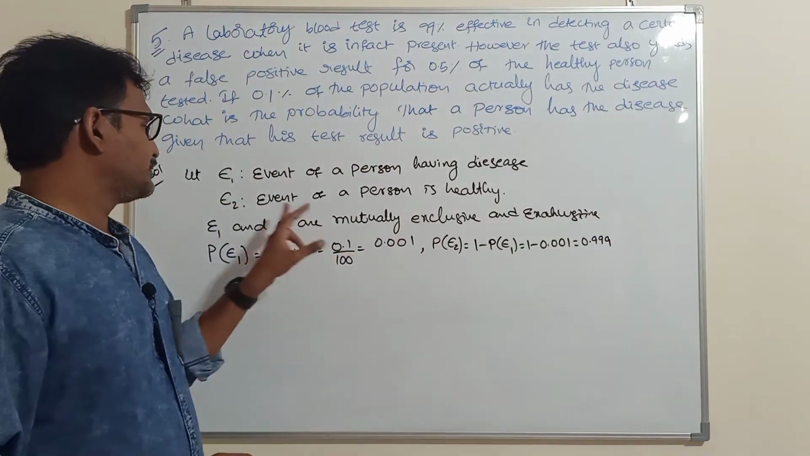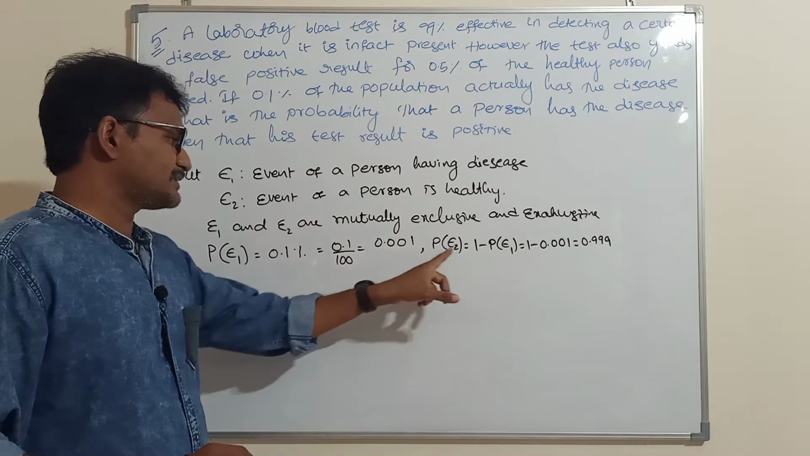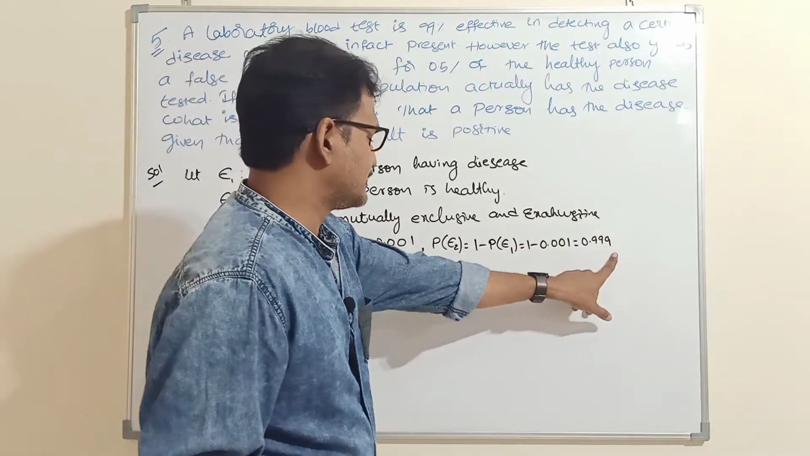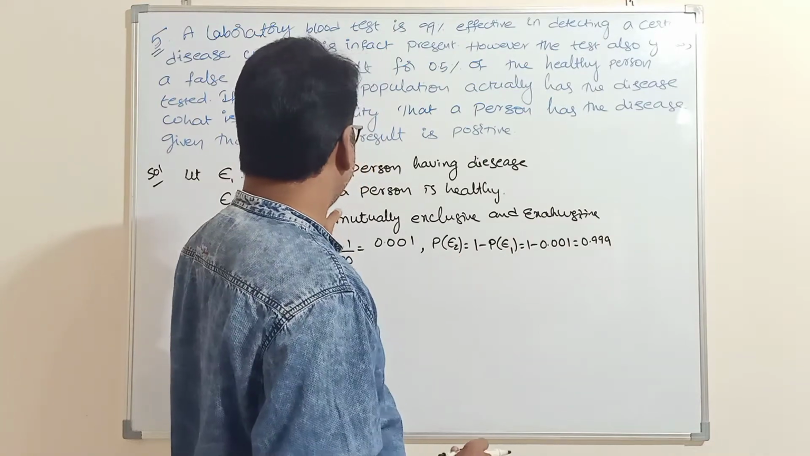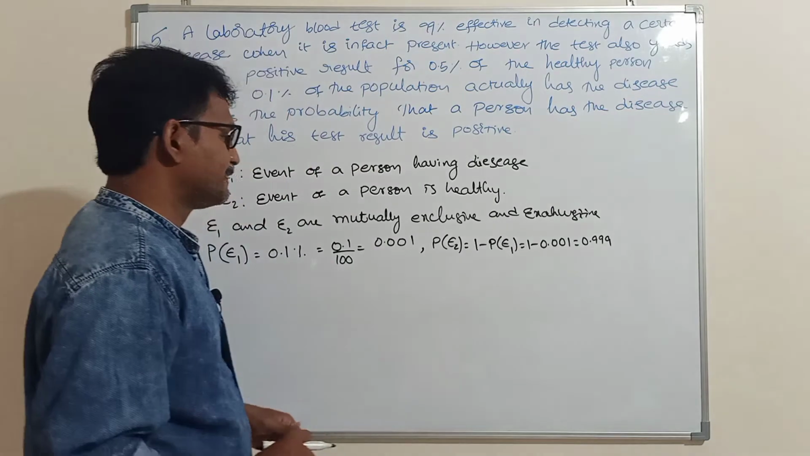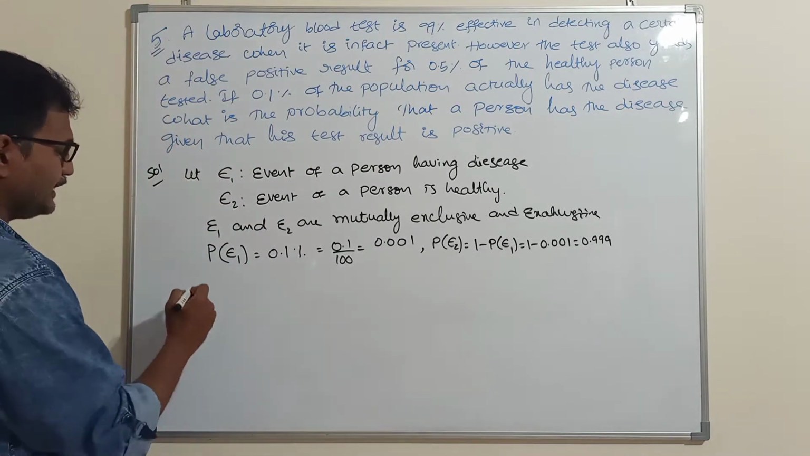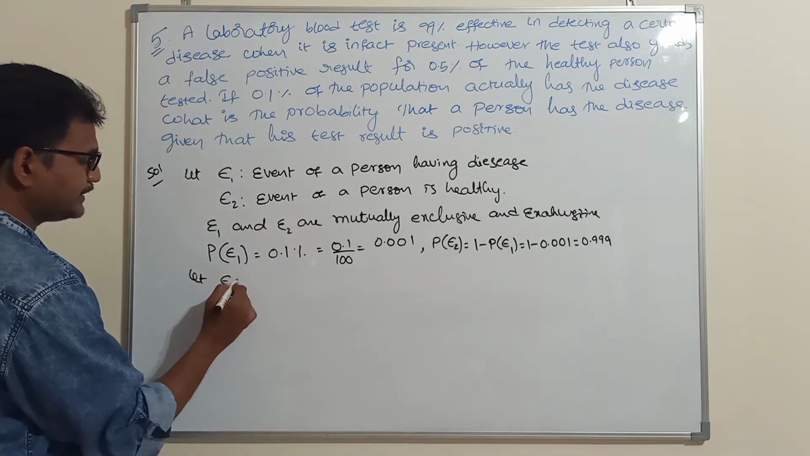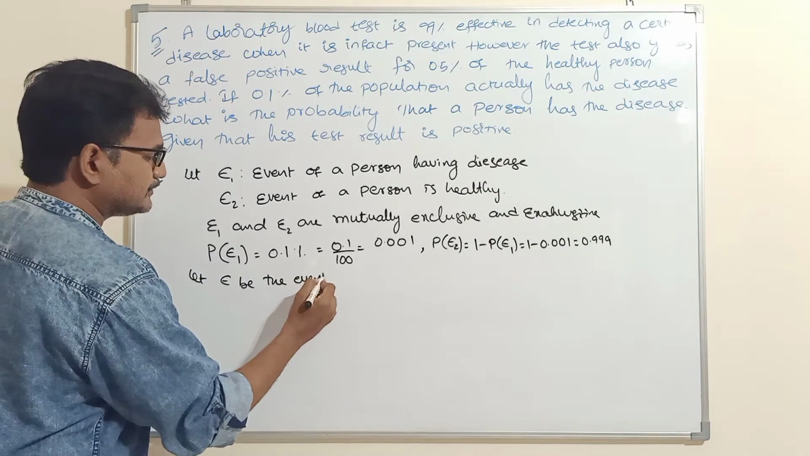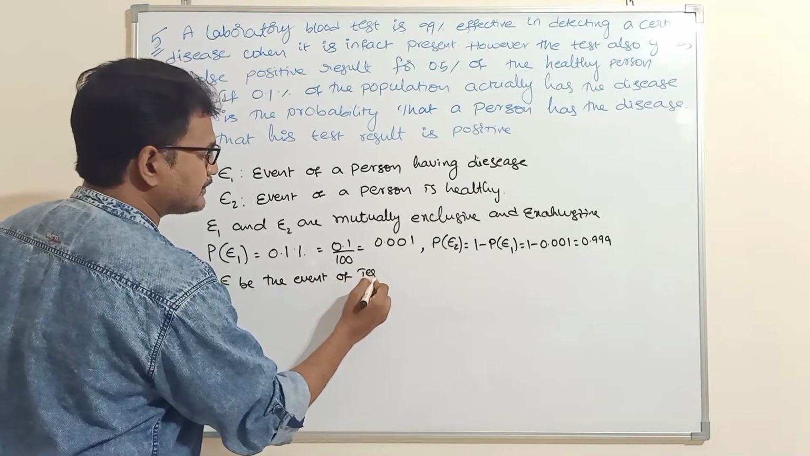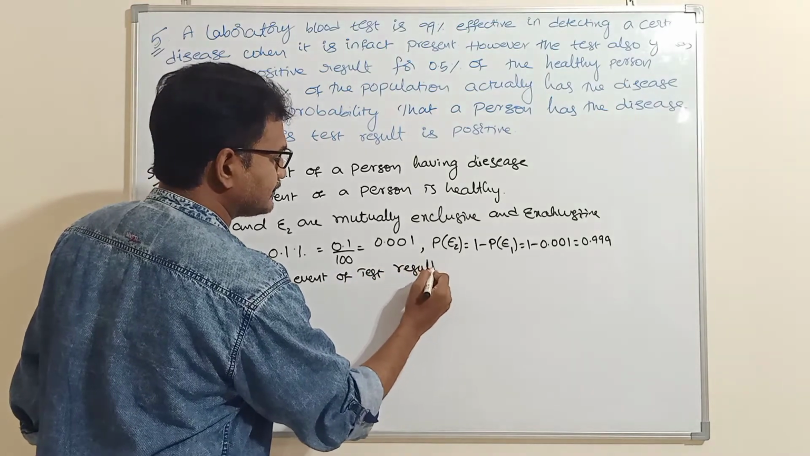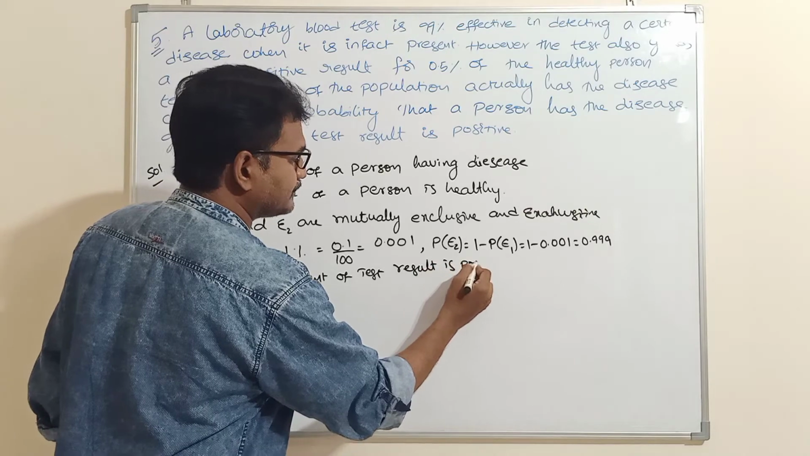What does E2 denote? Healthy persons. 1 minus disease people denotes healthy person. Probability of event of a person is healthy is how much? 0.999. Next, let E be the event of test result is positive.